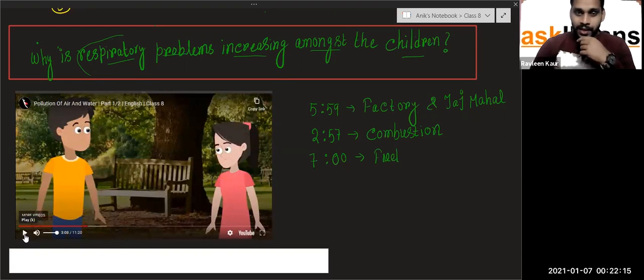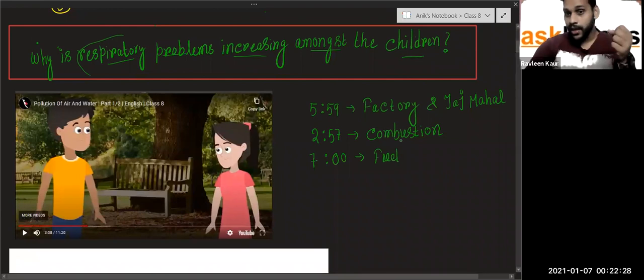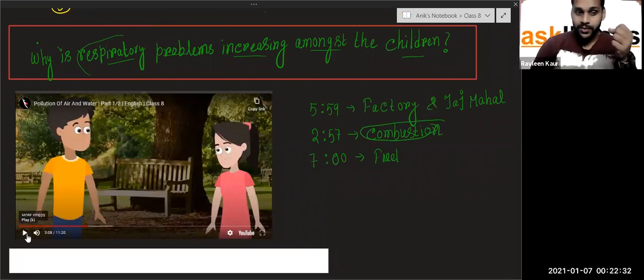Try to tell me the answer. Just tell me any one harmful chemical which is getting released when you are burning something. Just think about it. You have learned about the combustion process. I think you know it. Let's see whether your answer matches or not.